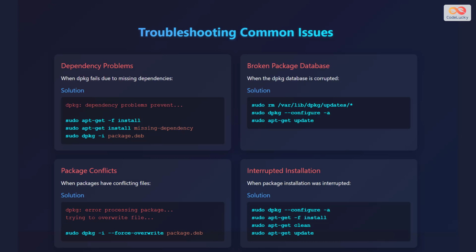Next, package conflicts. If you encounter errors indicating that dpkg is trying to overwrite a file, use the command sudo dpkg -i --force-overwrite package.deb. Finally, interrupted installation. If a package installation was interrupted, run the following commands. First, sudo dpkg --configure -a. Second, sudo apt-get -f install. Third, sudo apt-get clean. Fourth, sudo apt-get update.